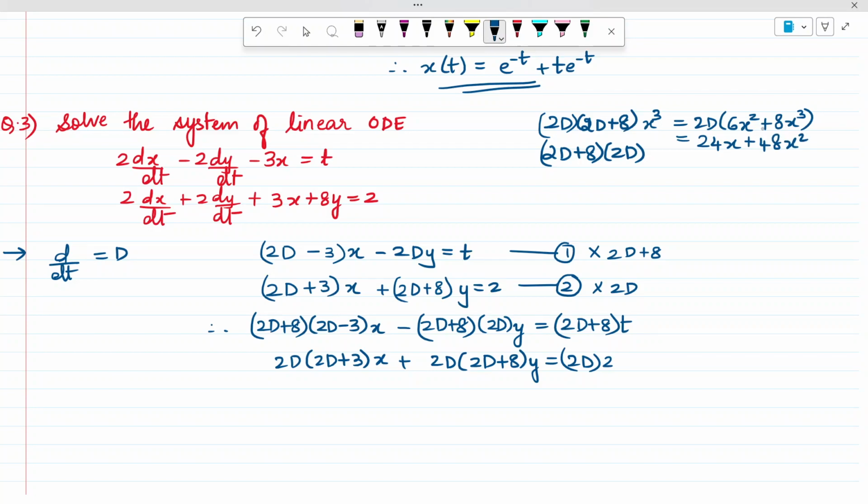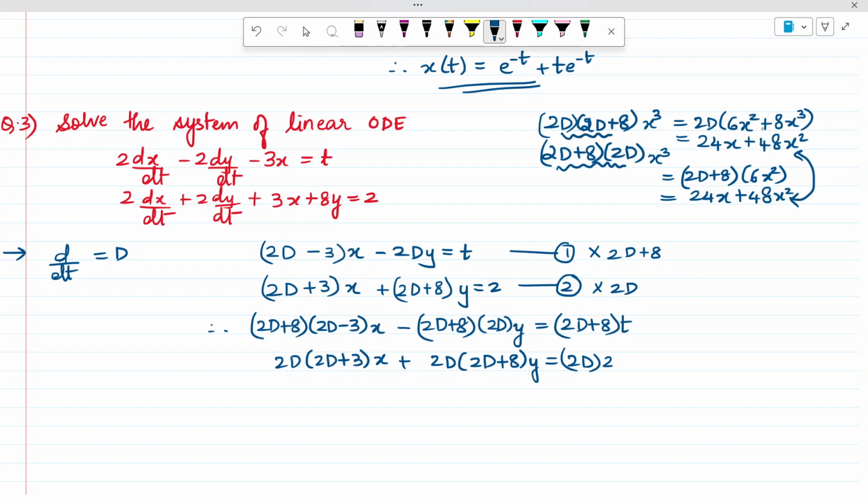Okay, now let's see the second one. If I apply 2D to x cube first, then 2D plus 8 is as it is. So 2D applied to x cube is going to give me 3x square into 2, which will give me 6x square. And now if I apply this, it is going to give me 12x into 2, which is 24x, and 8 times 6x square is 48x square. So you can observe these two are exactly the same. I hope you're understanding this. So the order of the operator is not going to matter.